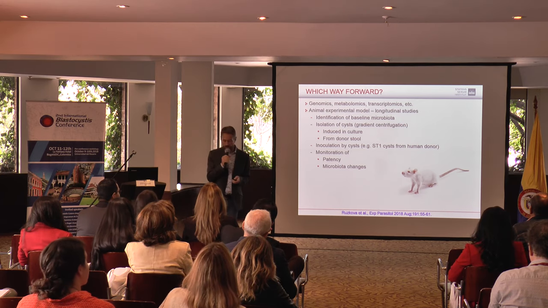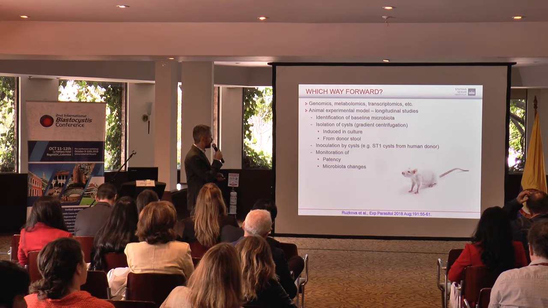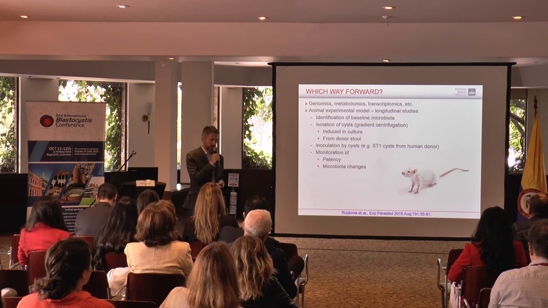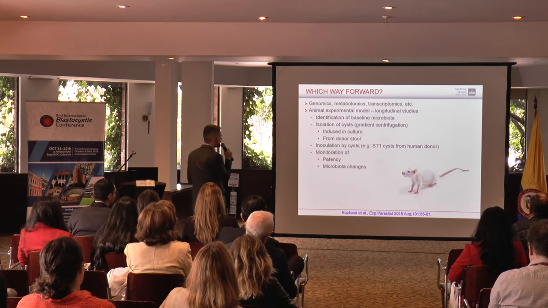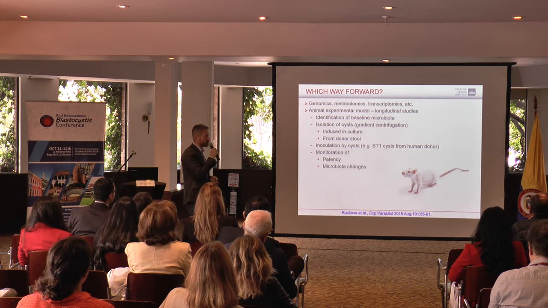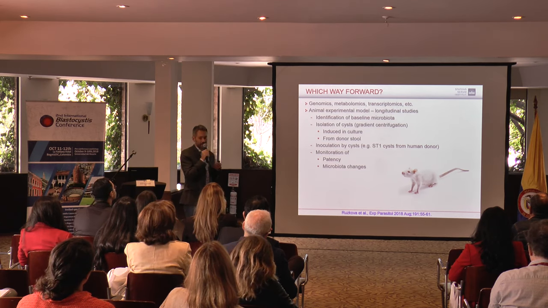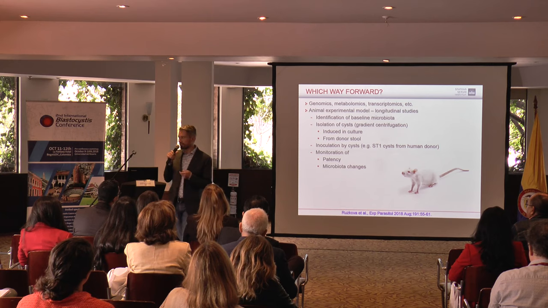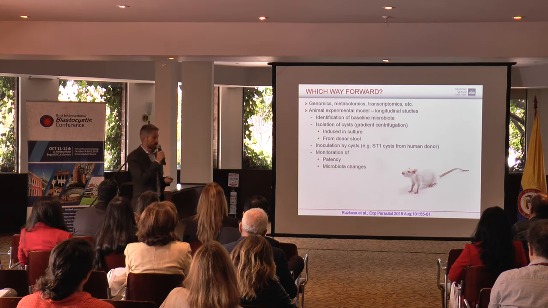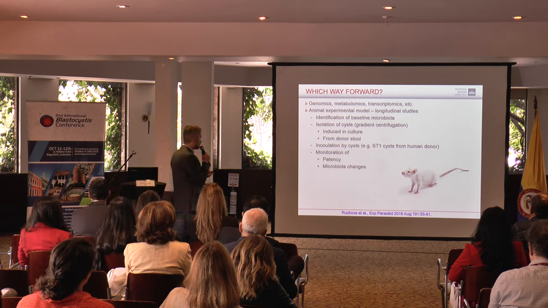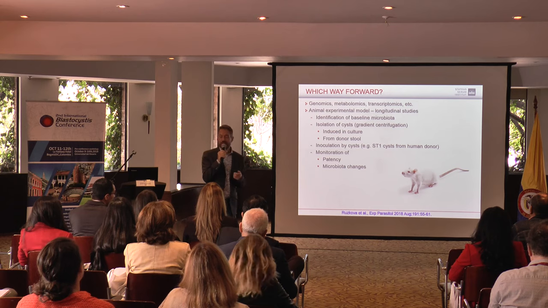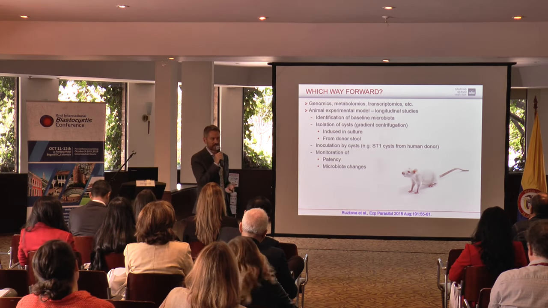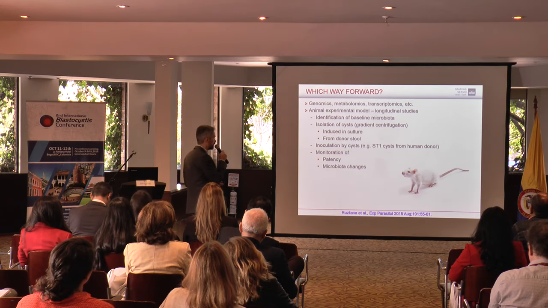So, which way forward? I think we are learning a lot from genomics now, and transcriptomics and metabolomics and whatever we have. It's difficult to interpret some of the data, but we're getting there. In vitro and in vivo experiments are also critical. Animal experimental models should be possible. We know now that rats can be infected by human subtype 1, and you can actually see patent colonization going on for more than 1 year.